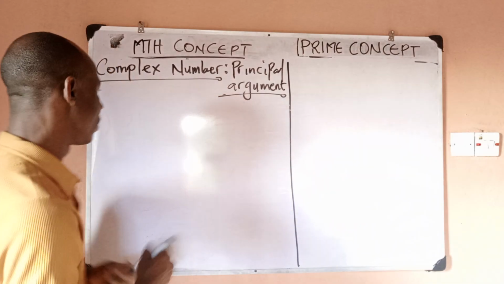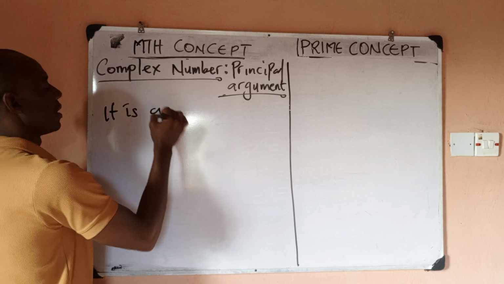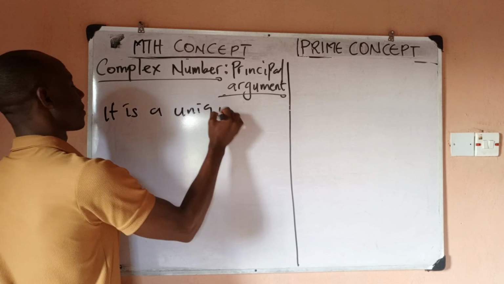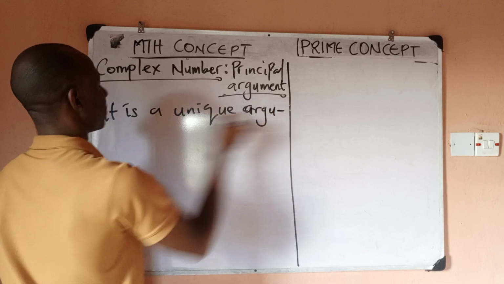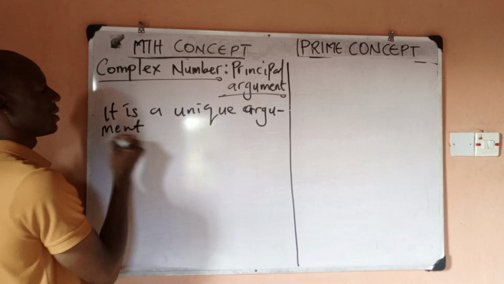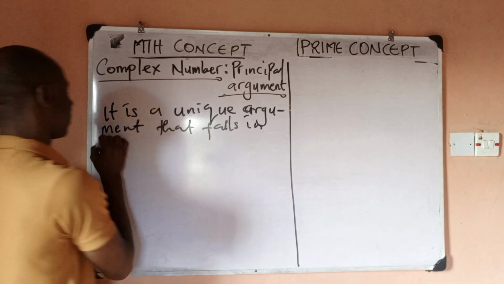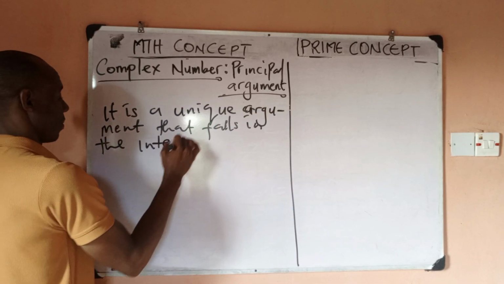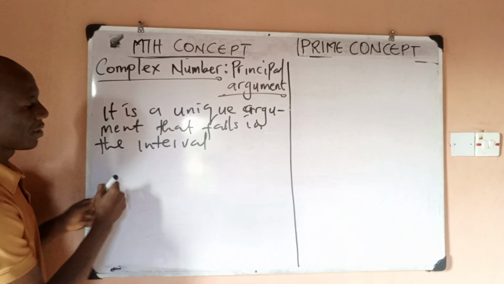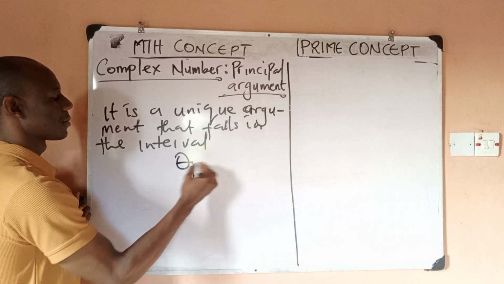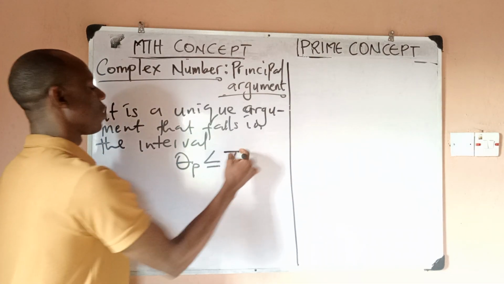So you should first note that the principal argument is a unique argument that falls in the interval. So the principal argument falls within an interval that is given as this. It is always going to be less than or at most equal to 180.